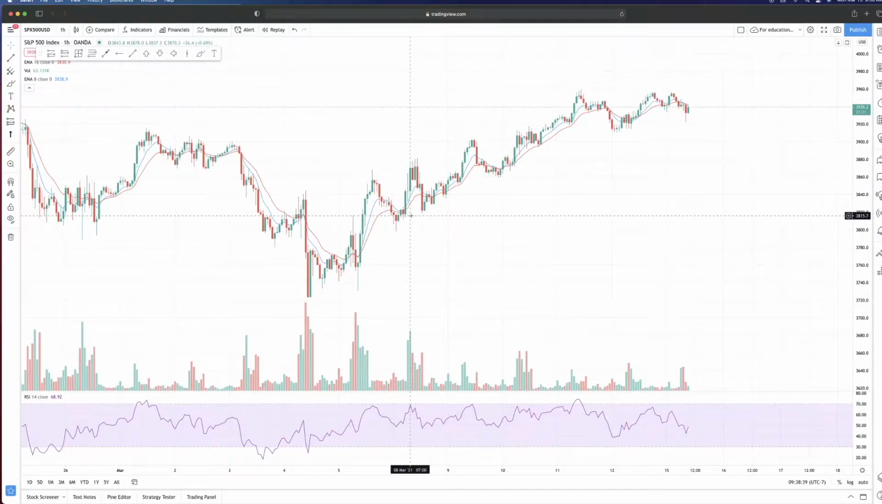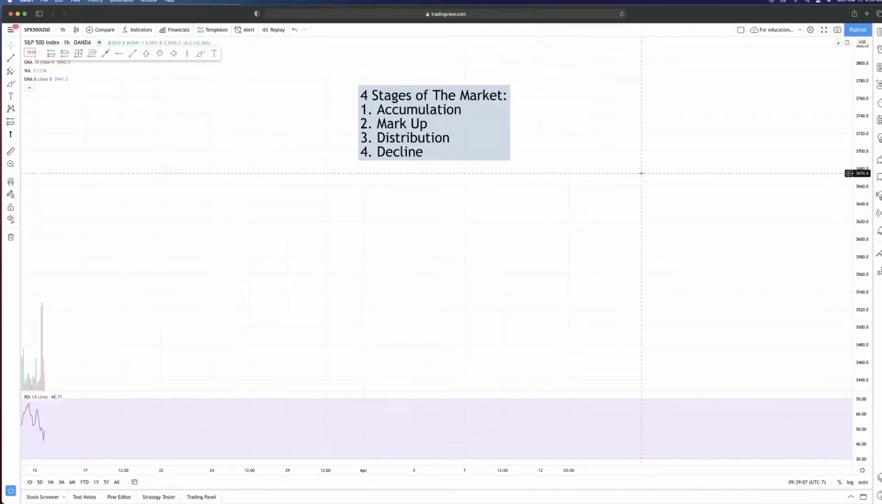I know it's the whole joke of you want to buy low, sell high, but that's really what you're aiming to do. And I'm just going to go over a brief introduction of what the different market stages are so that you can actually know when to buy low and when to sell high. All right, so I typed it out for you guys right here, and essentially the 4 stages of the market are the accumulation phase, the markup phase, the distribution phase, and the decline phase.